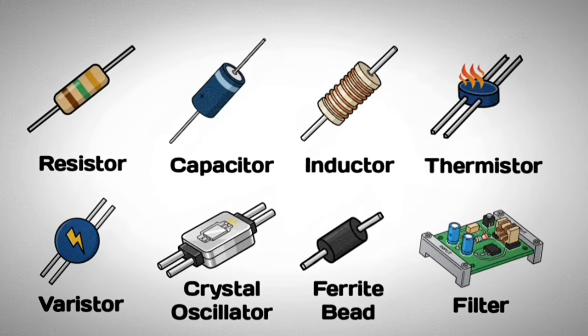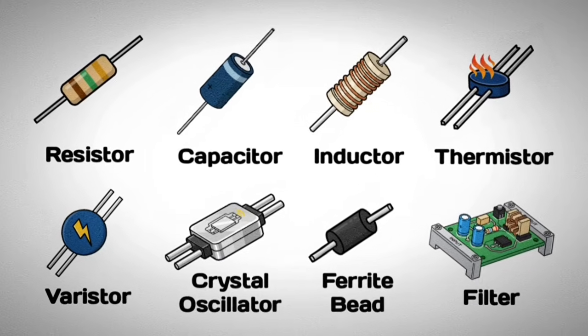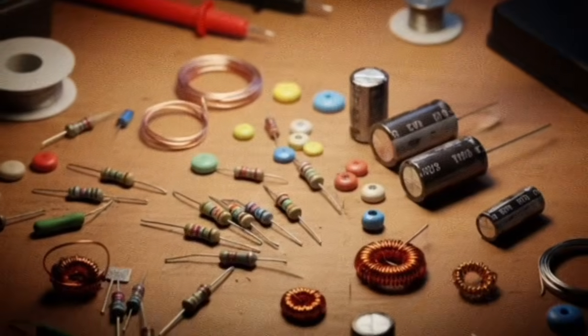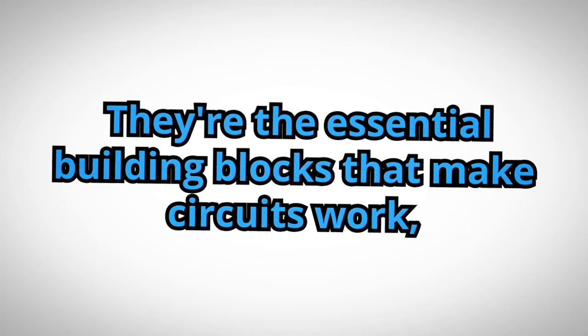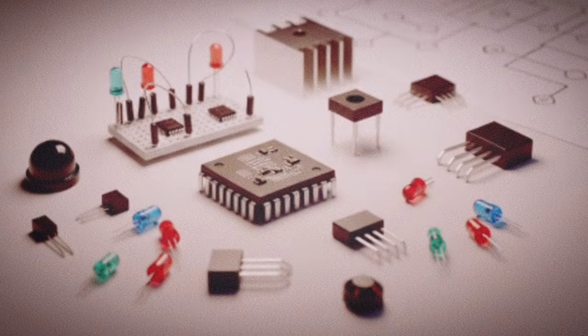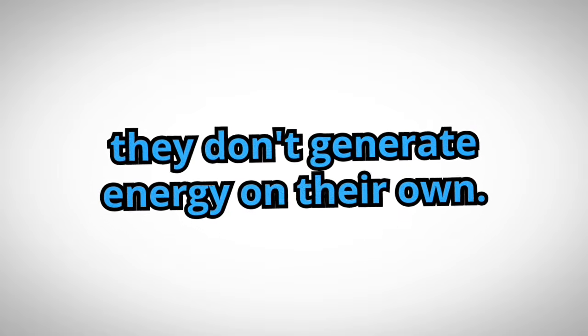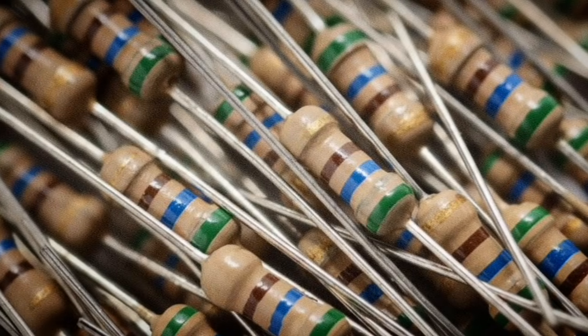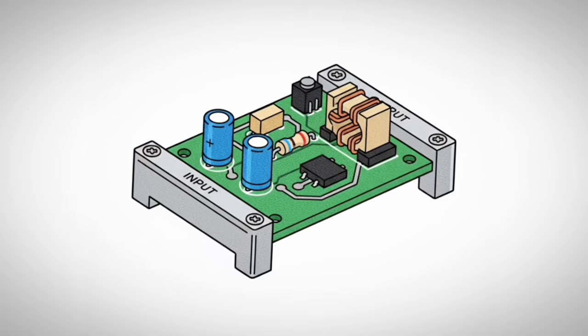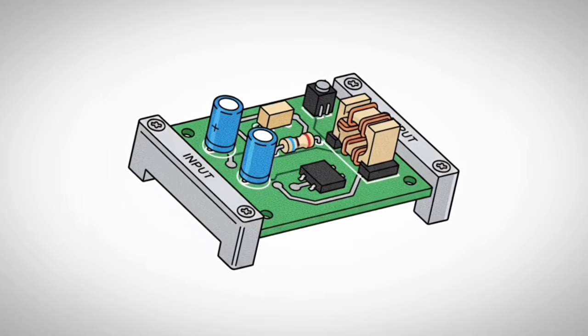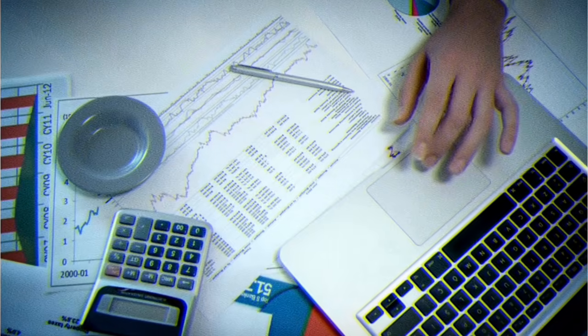These are the various passive electronic components we're going to understand today. But first, let's talk about what passive components actually are. They're the essential building blocks that make circuits work. But unlike active components, they don't generate energy on their own. Instead, they control, store, or filter the flow of electricity within a circuit. These quiet, behind-the-scenes parts form the foundation of all electronic devices.